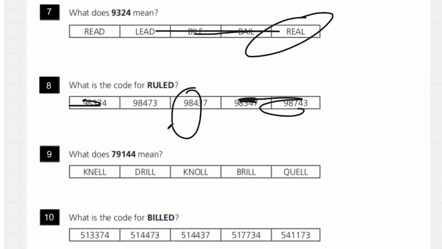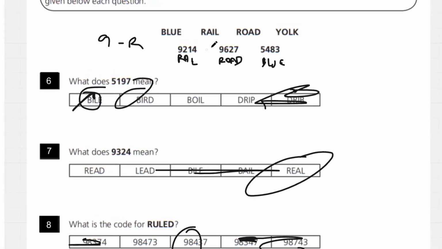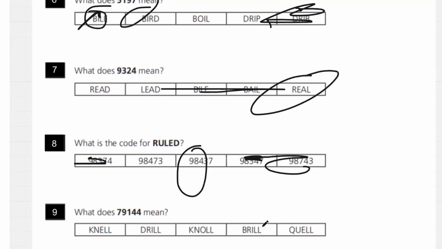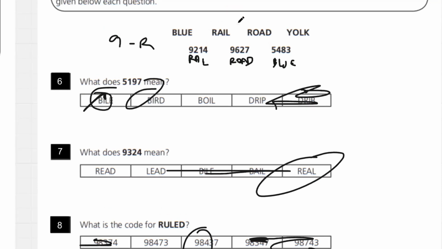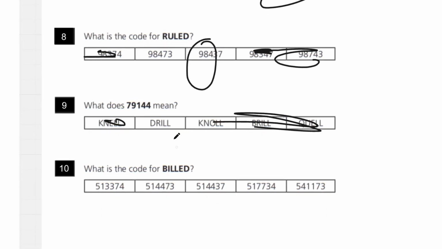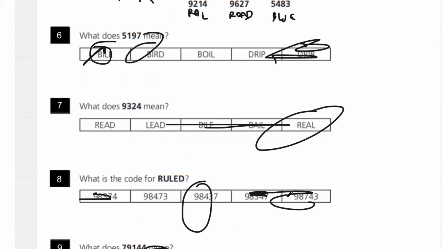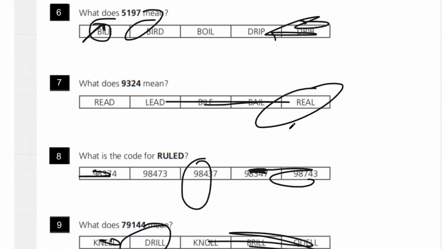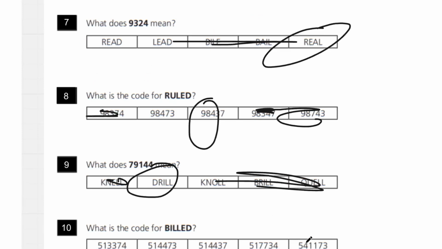Question number 9, we get 791, 7D9R1, so dra. Or we can definitely cross out these. 7, 9, that's DR, so we can get drill for sure. And then question 10, we get B and I. B is 5, I is 1. 5, 1, all of them, cross out this.